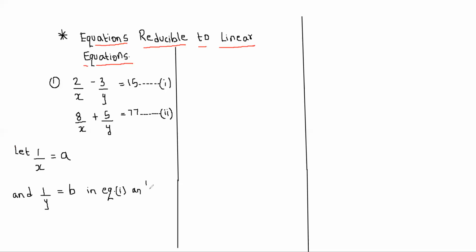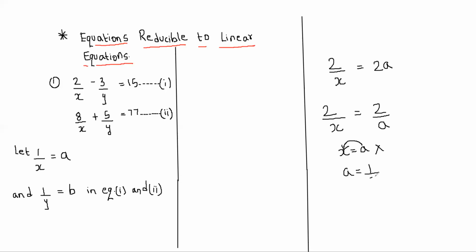So we are substituting here, students. In the place of 1 upon x, we will write a. Let us see the detailed part of this. 2 upon x, in the next step, when we substitute, becomes 2a. Now, many of the students think that 2 upon x will become 2 upon a. No, students. We are not substituting x equal to a. We are not writing a in the place of x. We are writing a in the place of 1 upon x.